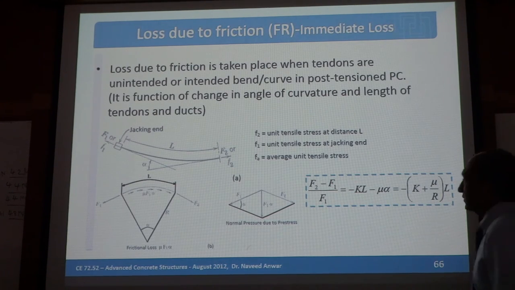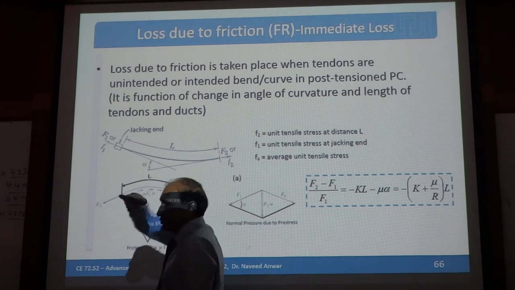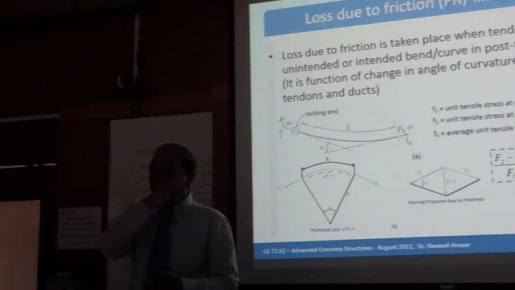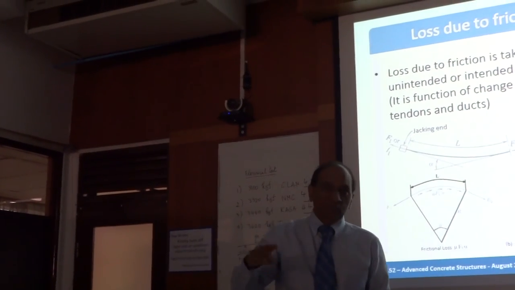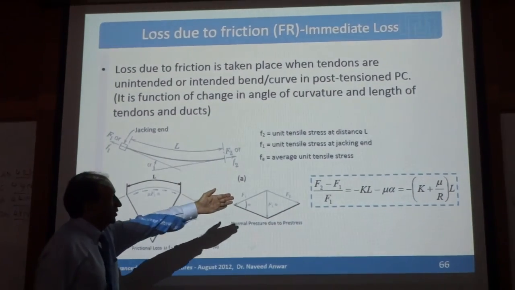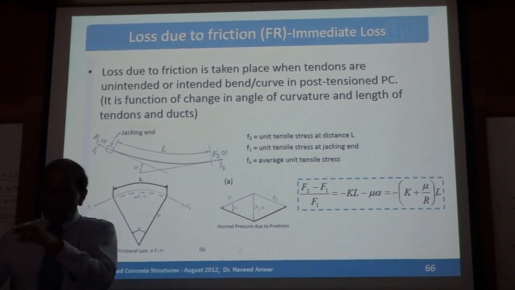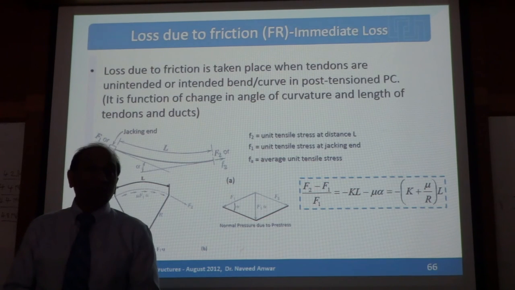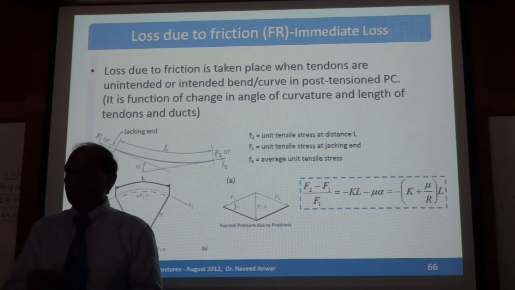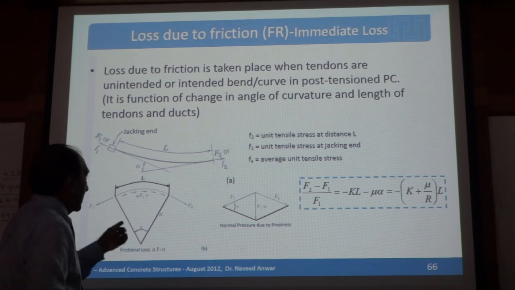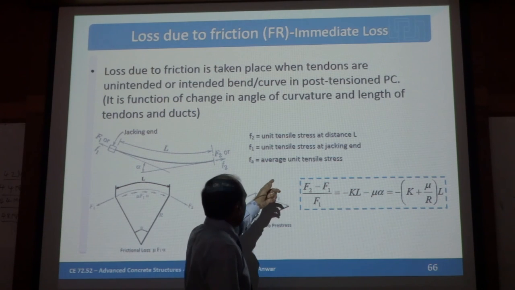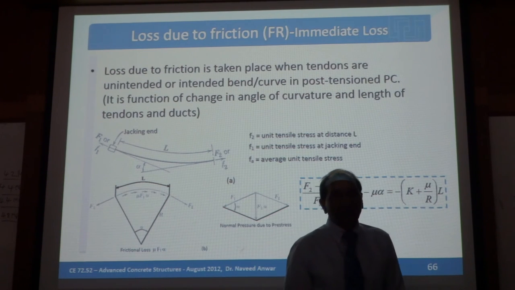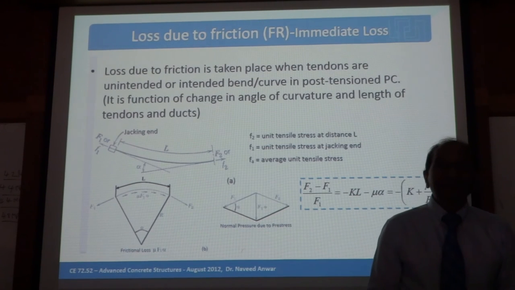Losses due to friction are a little bit more complicated because of the curvature, as I told you. When you change the direction of a tendon, because of the change in direction, friction will develop. And this friction will be higher the greater the curvature. So based on the curvature, you can calculate the friction losses. Because we know the end locations, we know the profile. From the profile, you can calculate curvature. From curvature, you can then calculate the friction losses using a certain friction coefficient. So that is the equation that you can use, with the average unit tensile stress, the friction coefficient and other terms, and you get the friction loss. Clear? So that is also mathematically possible to calculate.